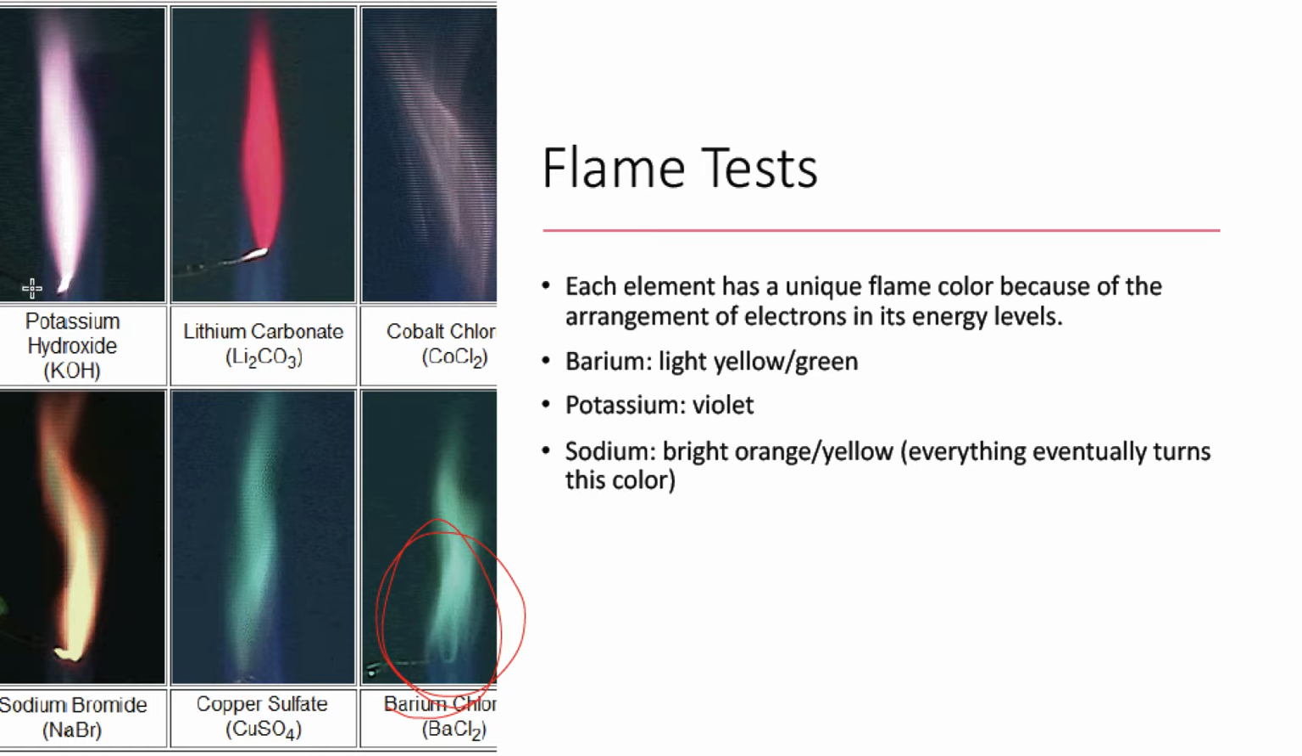And we'll also have potassium, and potassium makes this violet flame, kind of a peachy pink purple color. And then sodium has this orange flame, and pretty much everything is going to end up turning this color when it's on fire. So it's not super distinctive to identify anything else. In our experiment, the barium and the potassium are pretty distinctive, and you should be able to recognize those. The other ones are all just going to look kind of orange-yellow.